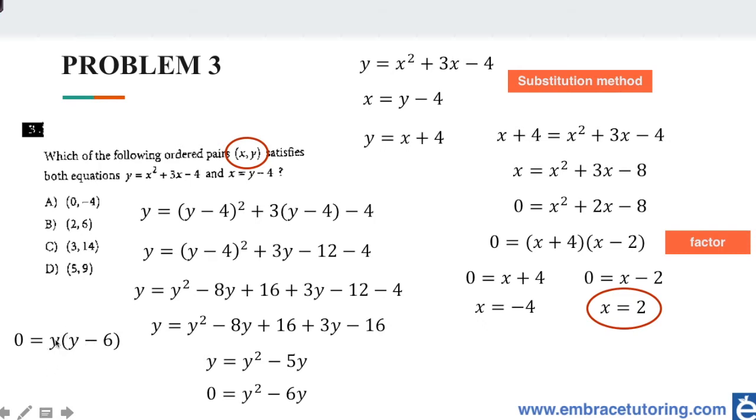Setting these both to 0, this becomes 0, and this becomes y minus 6 equals 0, making my y value equivalent to 6. So yes, indeed, B is still my best answer because x is equal to 2, y is equal to 6. B, therefore, is going to be my best answer for question number 3.